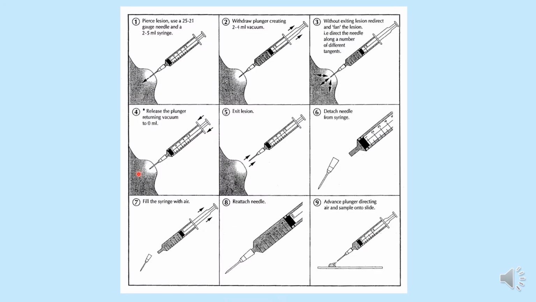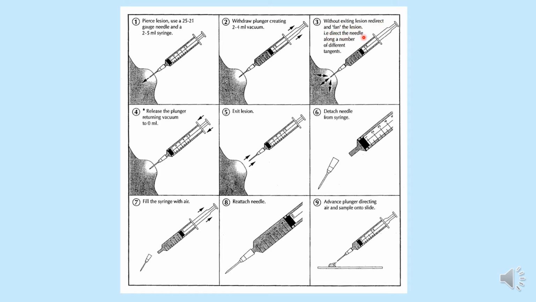So in summary, okay, I'm going to run through this again because as I mentioned, it's a very important and technique sensitive biopsy. All right, so number one is localization and stabilization. Okay, pierce the lesion using a 25 to 21 gauge needle, a 2.5 ml syringe. Okay, so you go in, right, you withdraw the plunger, creating a vacuum. All right, 2 to 4 ml, and without exiting the lesion, redirect and fan the lesion.